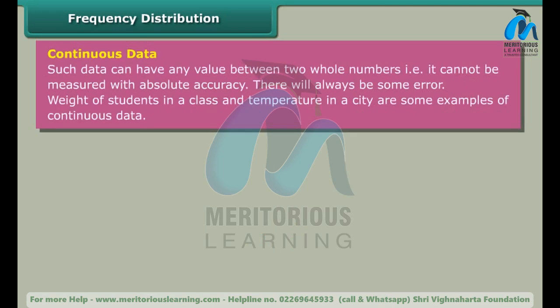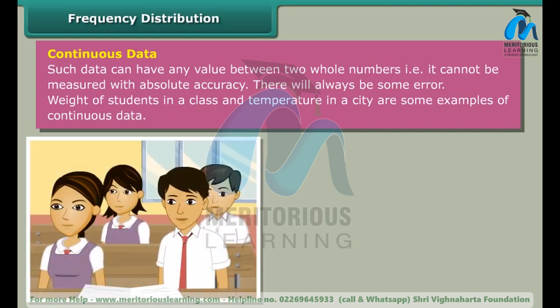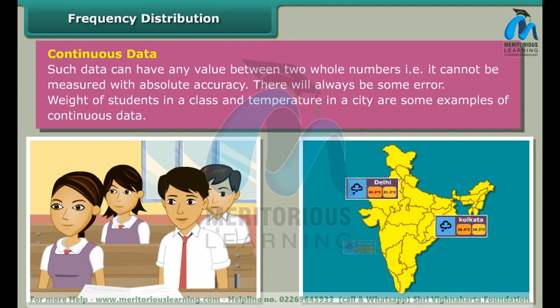Continuous data. Such data can have any value between two whole numbers. It cannot be measured with absolute accuracy; there will always be some error. Weight of students in a class and temperature in a city are some examples of continuous data.